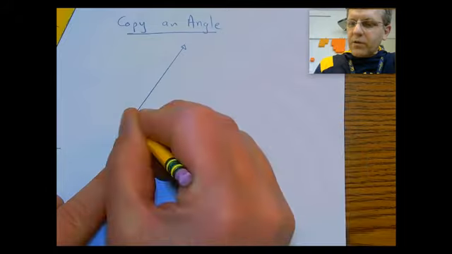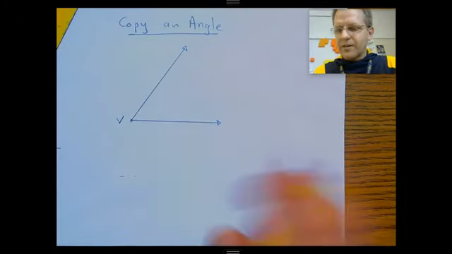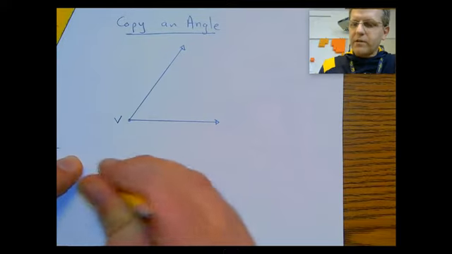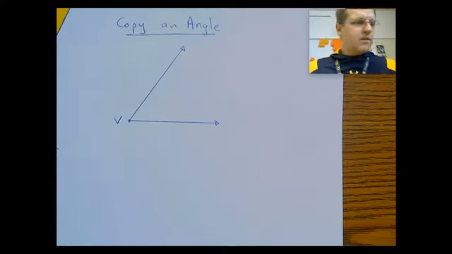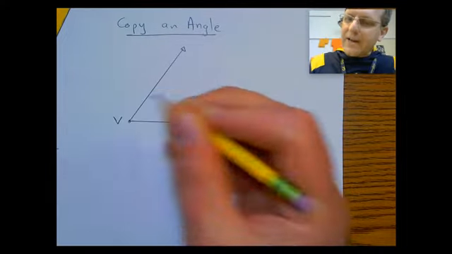Let's give this corner vertex, this point here, a name. Let's call that V for vertex. Now, you can call it whatever you want. You can call it Q or Z or George or whatever. I think a letter is kind of nice.